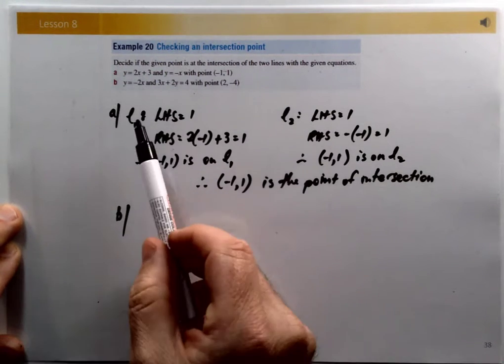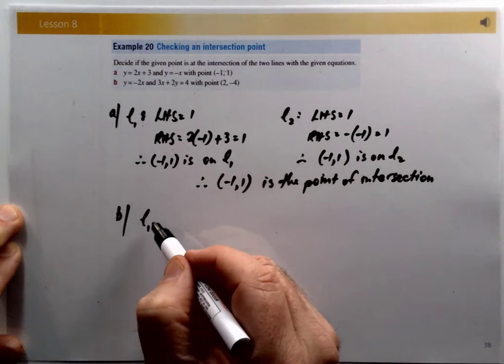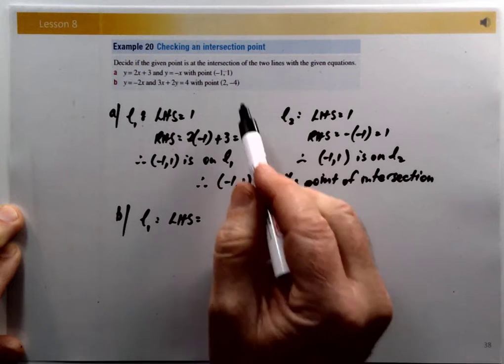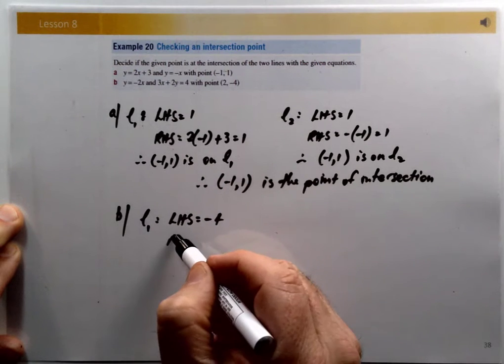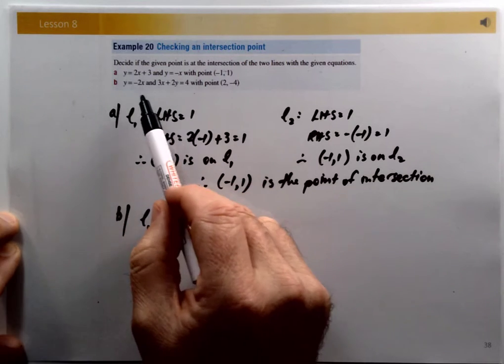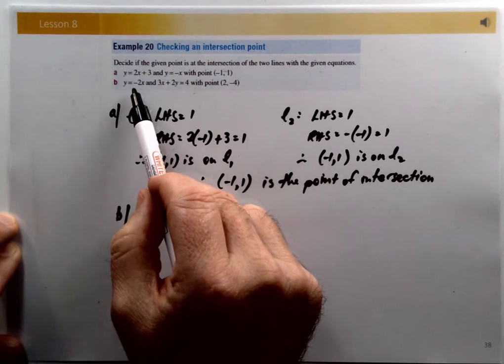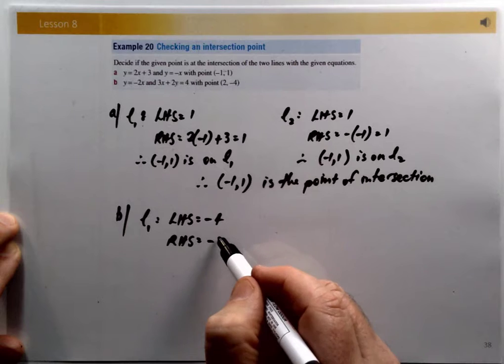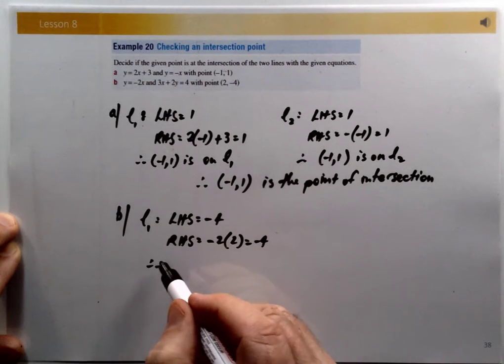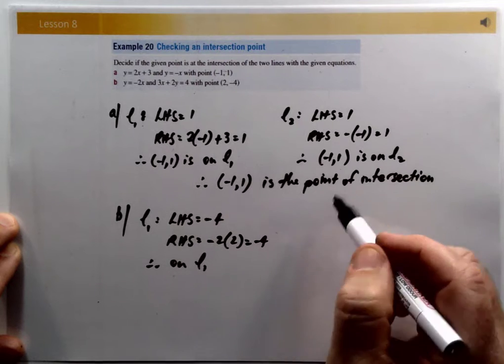Okay, so for the next one, for L1, the left hand side again is just the y value, which in this case is equal to minus 4. The right hand side is minus 2 times 2. That's also equal to minus 4, so it's on the first line.